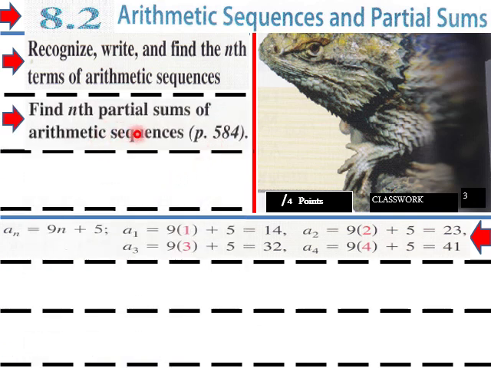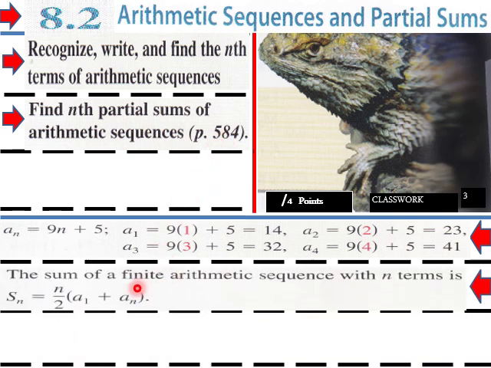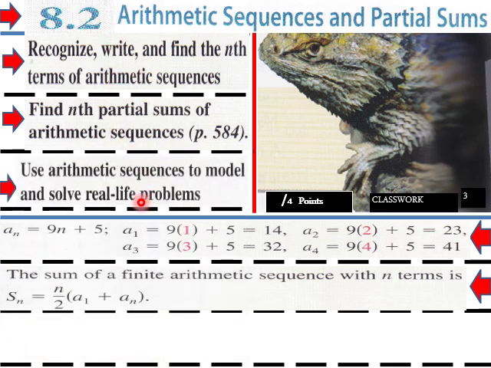And then find the nth partial sum of arithmetic sequences. An example of that, the sum of a finite arithmetic sequence with n terms will be S sub n equals n over 2 multiplied by the quantity a sub 1 plus a sub n. So remember that formula from 8.2. And then another part of 8.2, use arithmetic sequences to model and solve real life problems.